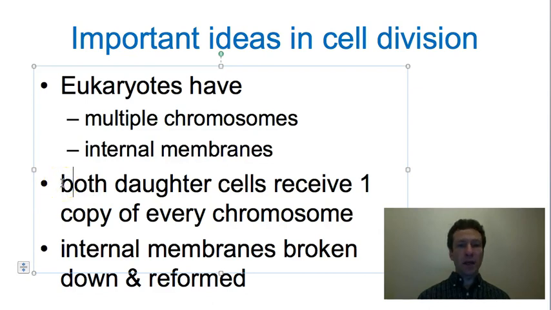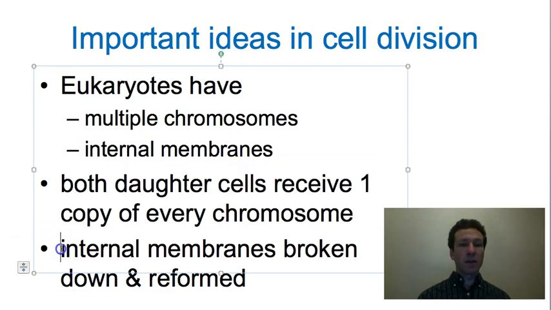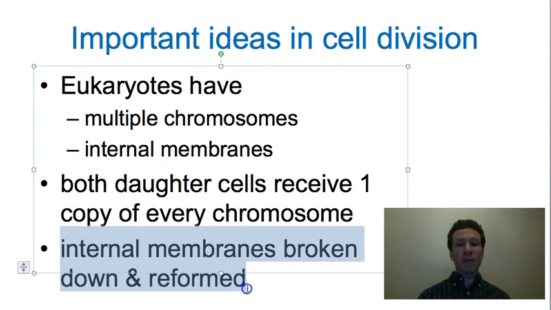So in a eukaryotic cell, for every chromosome that is in the parent cell that will be dividing, both daughter cells need to get one copy of each of the chromosomes. And because of the internal membranes, the only way for this process to work is to break down the internal membranes into really small pieces right before cell division happens, and then to reconstitute the membranes in the two daughter cells once the process has completed. So the membranes will be broken down and then afterwards reformed.